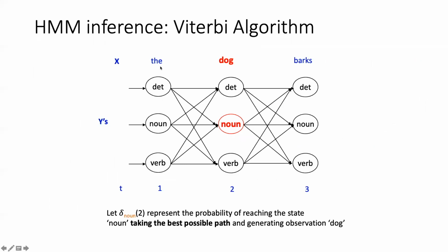Let's try to decode the hidden state for the example which we considered, the dog barks. Let's say we want to compute delta 2 at the second sequence instance, for the word dog. Delta noun of 2 represents the probability of reaching the state noun and emitting the symbol dog. And we need to find what is the best possible path out of these 3 to reach this particular state.